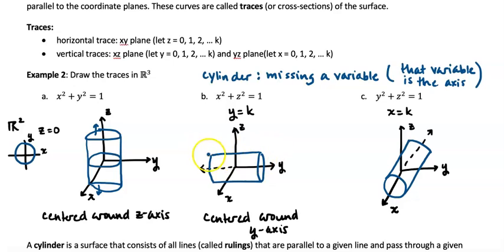And while we're drawing a cylinder with a definite end here, we really know that this cylinder in part B is going to continue infinitely in the y direction, and this cylinder in part C is going to continue infinitely in the x direction, unless we have some other kind of constraints. So we can say that in part C, this is a cylinder that is centered around the x-axis.